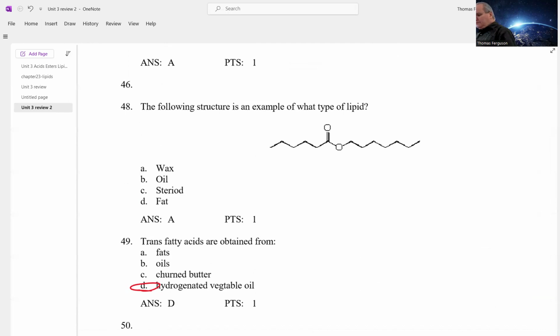Now, it says the following structure is an example of what type of lipid. Well, it's definitely not an oil. Oils are triglycerides. It's not a steroid. Fat has to have triglyceride. So the only thing left is a wax. Now, this is not the example of a wax I gave you. I gave you the example of a wax much longer than this. So this is a poor example.